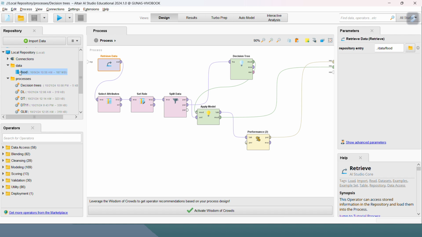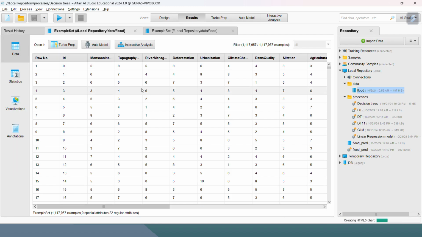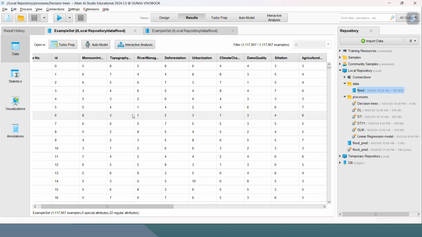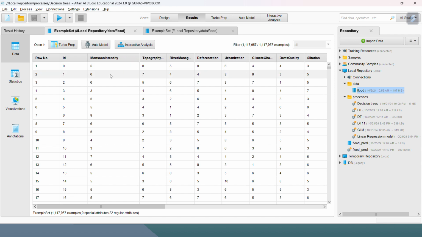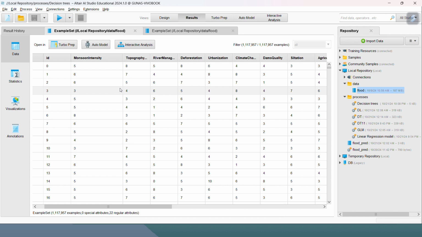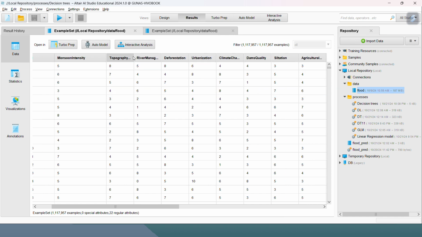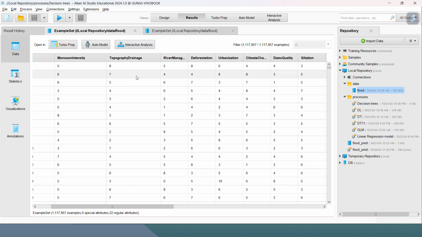So let's take a look at our data. This is the flood prediction data I got from Kaggle. So the first column will be on row number. It is a trivial thing, and second is ID, which is also trivial, and third one would be monsoon intensity, and this will be on the scale from 0 to 10 as I have shown in the presentation. So the second one would be topography drainage.